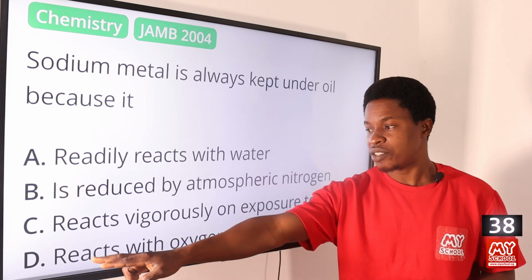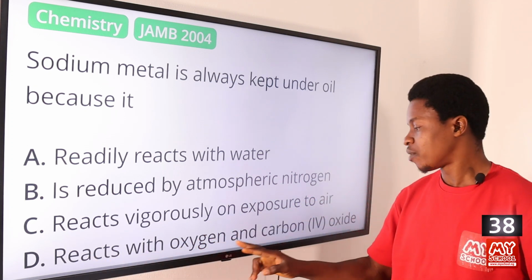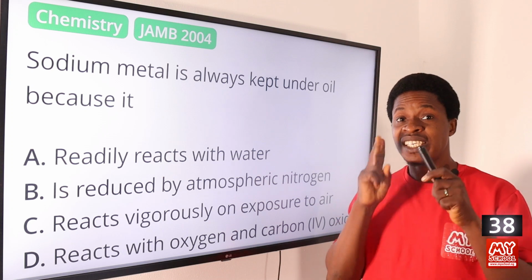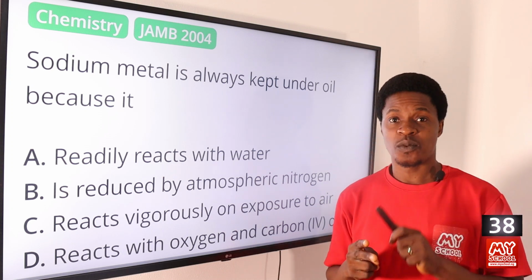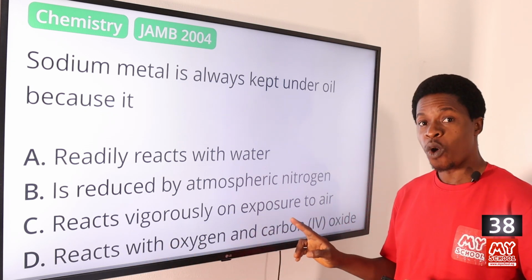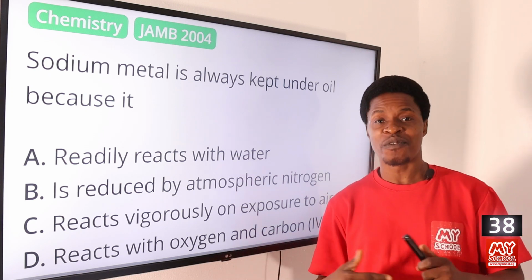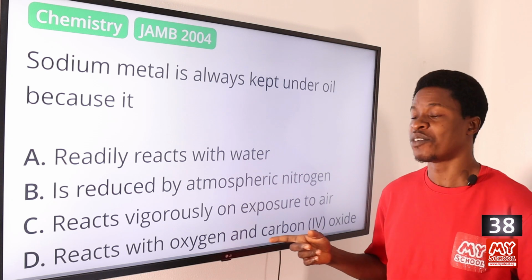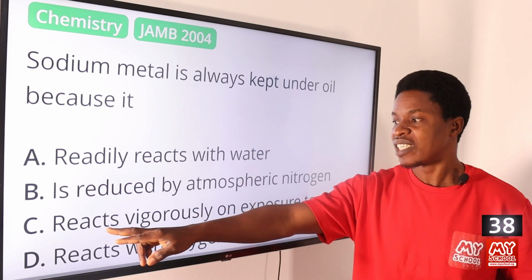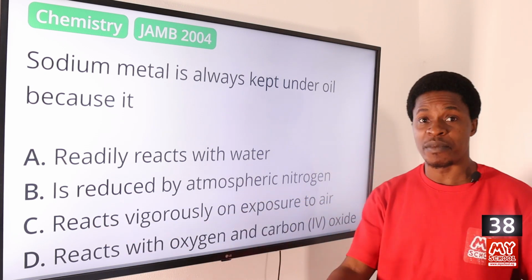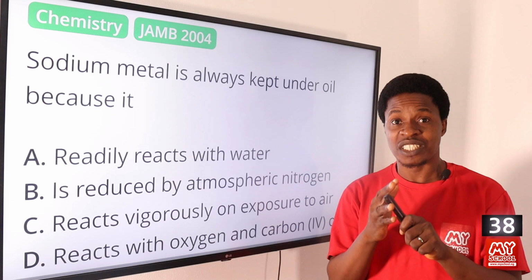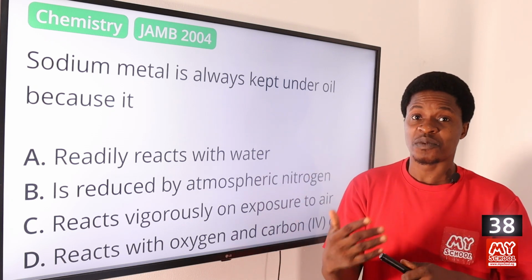Look at option D. Option D says reacts with oxygen, yes, and carbon dioxide. Yes, with carbon dioxide, but the reaction is not vigorous. Like I said, the two major factors are oxygen and water. If option D had said react with oxygen and water, yes, it would have been a perfect option to go for, but we don't have that. We have oxygen and carbon dioxide, so we cannot go for option D. Rather, we suggest that you go for option C, which says reacts vigorously on exposure to air. The reason being that in air we have oxygen and water vapor that are responsible for causing a vigorous reaction.